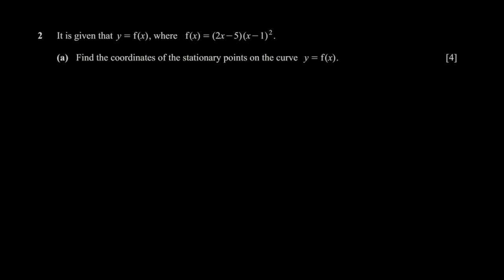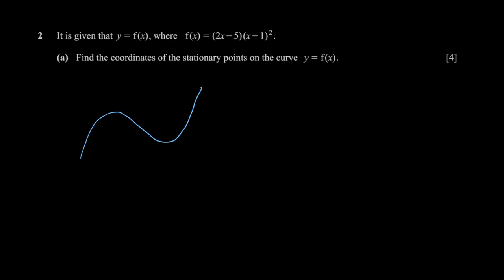Okay, question 2. It is given that y is equal to f of x, where f of x is this function here. Find the coordinates of the stationary points on the curve y equals f of x. Okay, so stationary points is the place where the gradient of the graph is equal to 0. So it corresponds to a maximum or a minimum point.